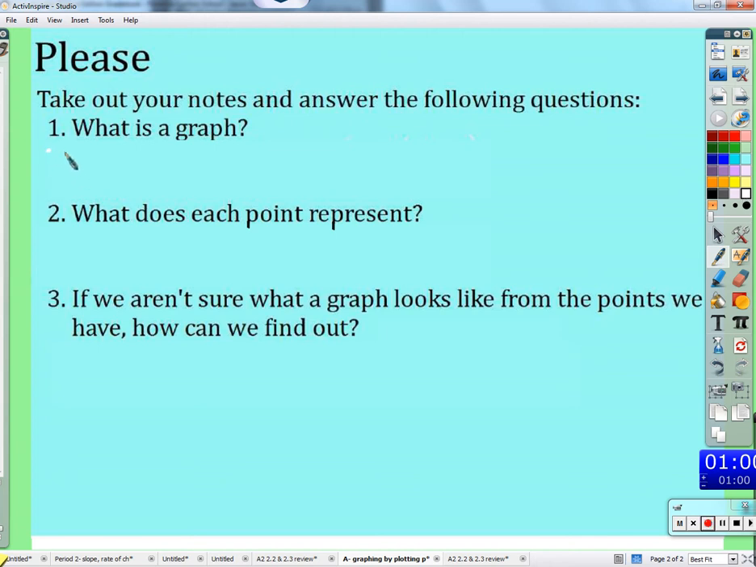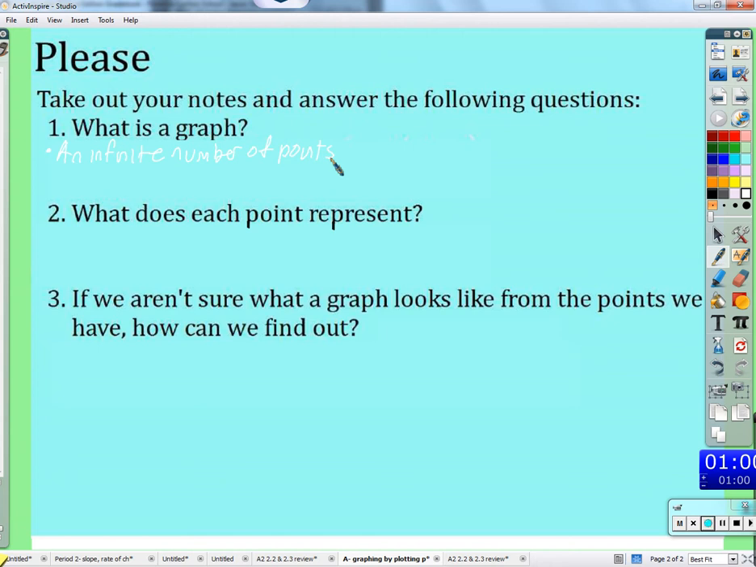is made of, well, an infinite number of points. Infinite number of points. And all of those points are a way of representing, most often, a function, you know, an equation.